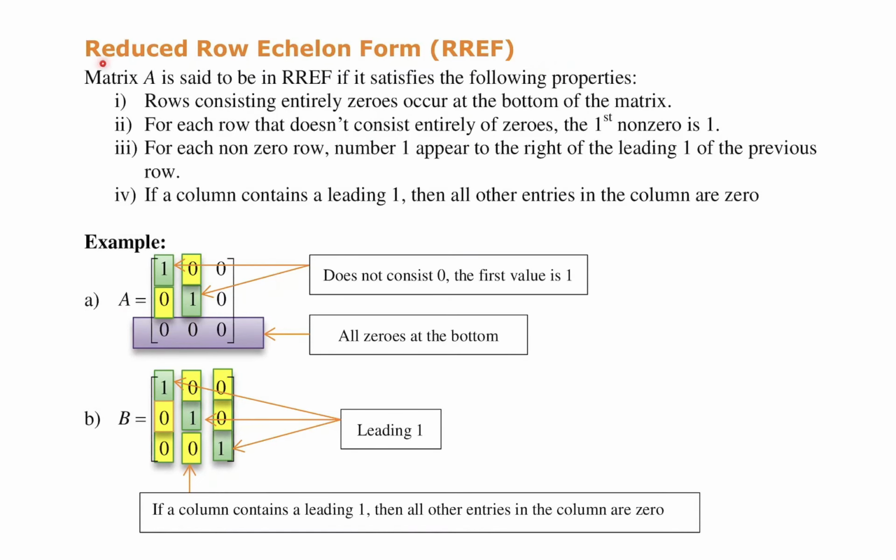RREF, which is reduced row echelon form. As you can see here, the first, second and third rule are equal to REF. It has the addition of the fourth rule, which is: if a column contains a leading one, then all other entries in the column must be 0.